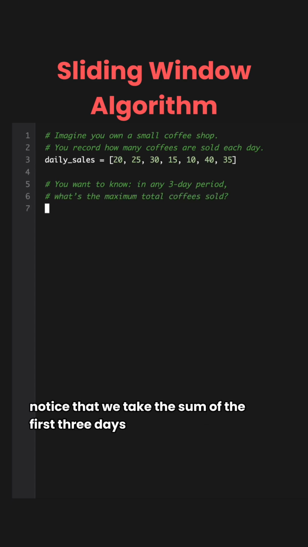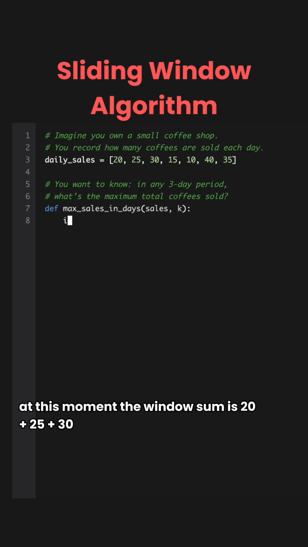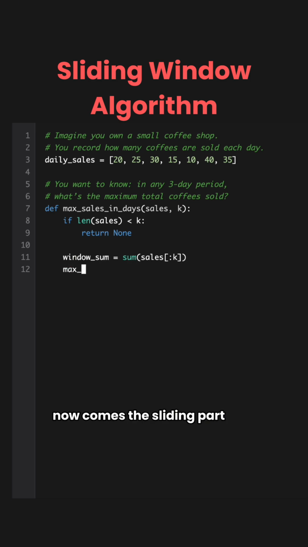First, notice that we take the sum of the first 3 days. This becomes our initial window. At this moment, the window sum is 20 plus 25 plus 30, which is 75. We also set this as our current maximum. Now comes the sliding part.